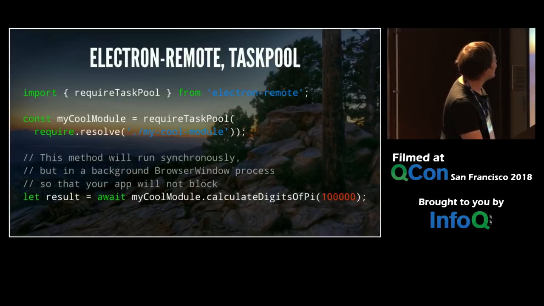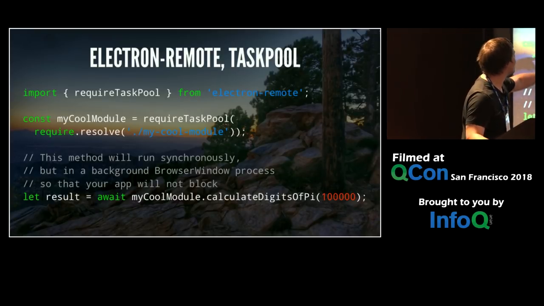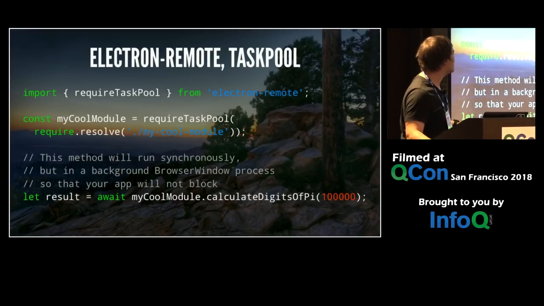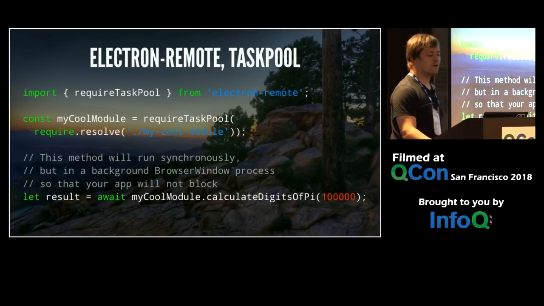Yes, cool. So this is the API, right? You give it the name of a module, and then you run it through require task pool, which is just like require, but it puts it on a task pool. And then you can call all your methods, like calculate digits of pi, and you await it, it returns a promise, and so on.